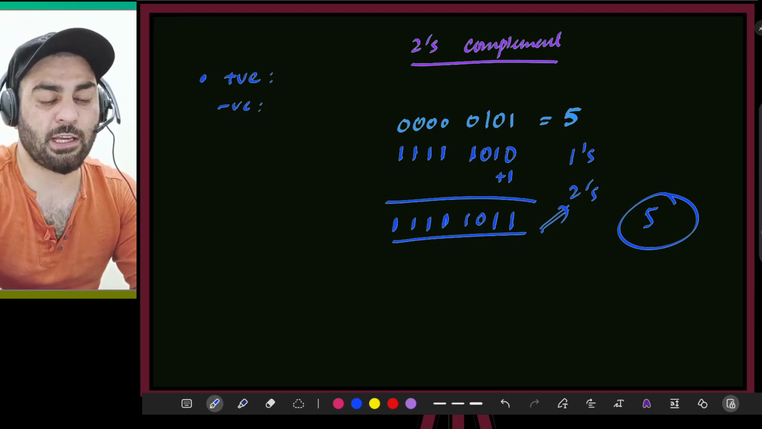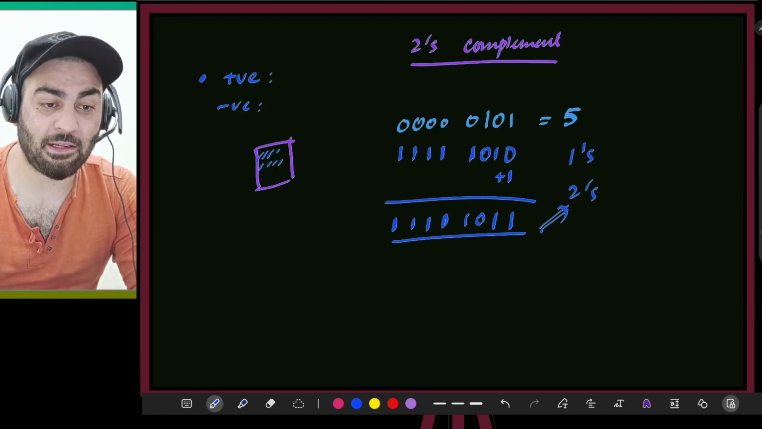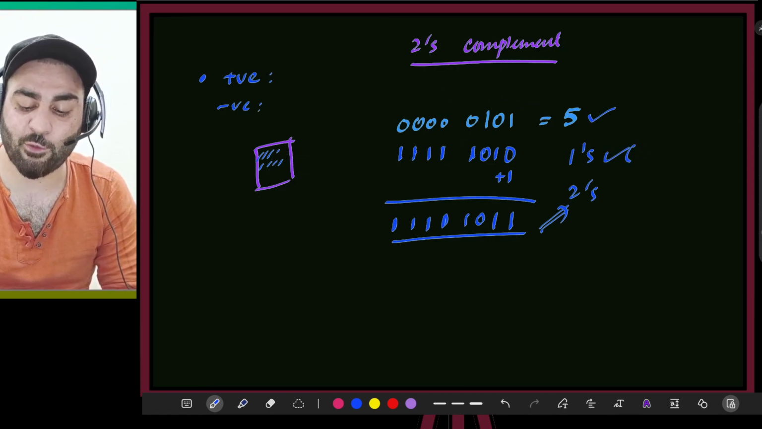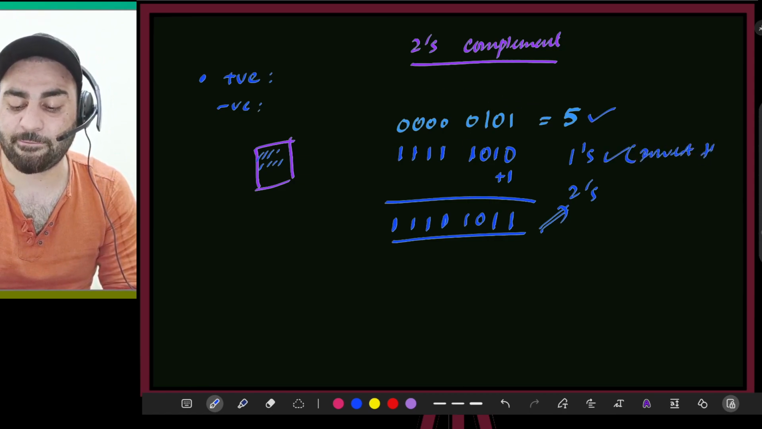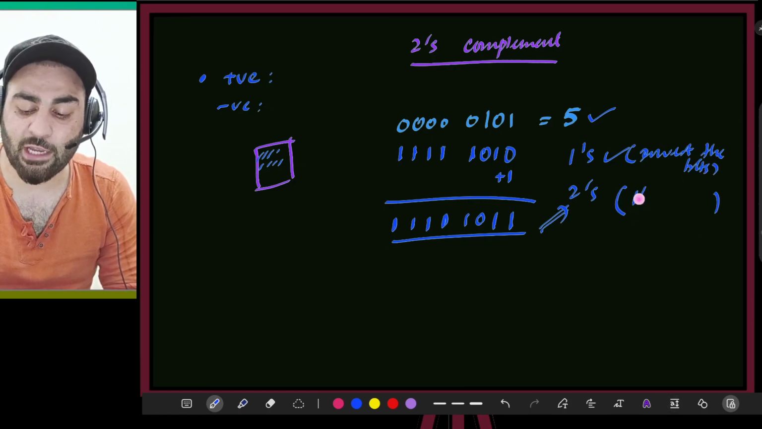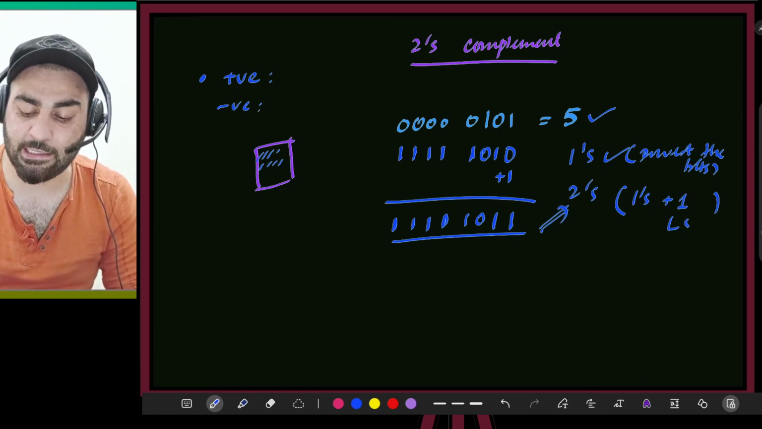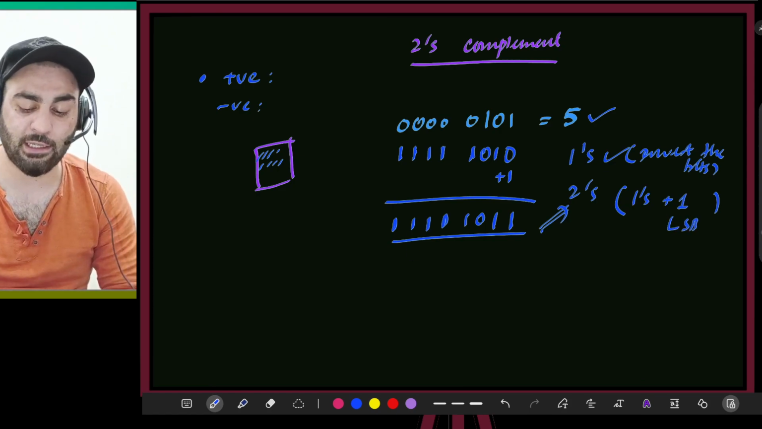I'll just pause here because somebody has a question. Everybody is with me? I said this is 5 and this is its 1's complement. 1's complement is inverting the bits. And then I said if you have to get 2's complement, you take the 1's complement and add 1, basically add to the least significant bit. You just add this 1 and you get the 2's complement.